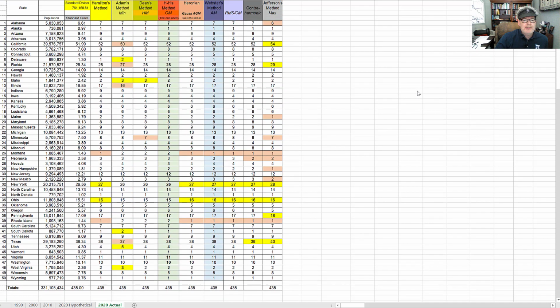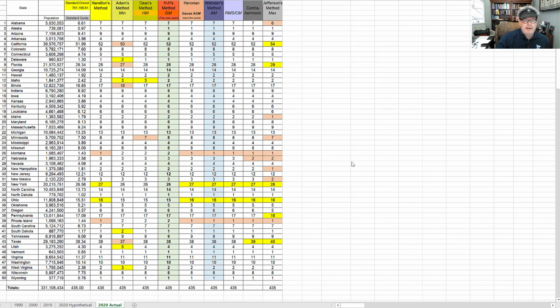Let's see it again. I did it with Webster as well. Now here there's a few differences. By the way, Hamilton's the same, but regardless. So what do we got? We've got Montana is different. 2 with Huntington Hill, 1 with Webster. And Rhode Island would get 2 as opposed to 1 with Webster. And these other two states would get more, New York and Ohio.